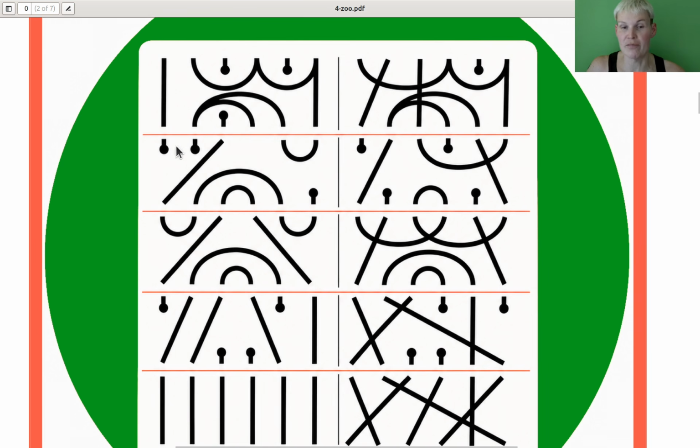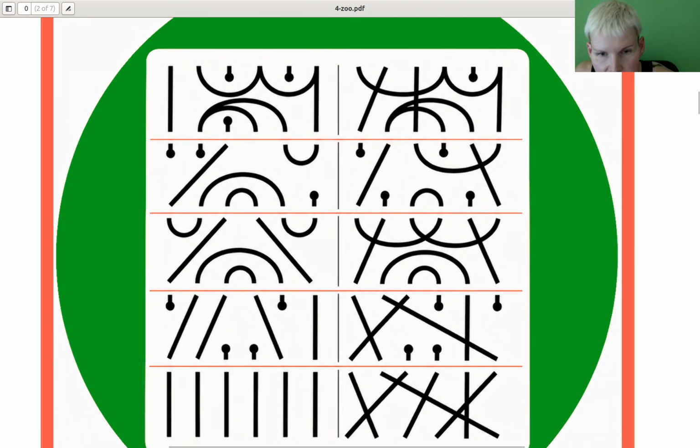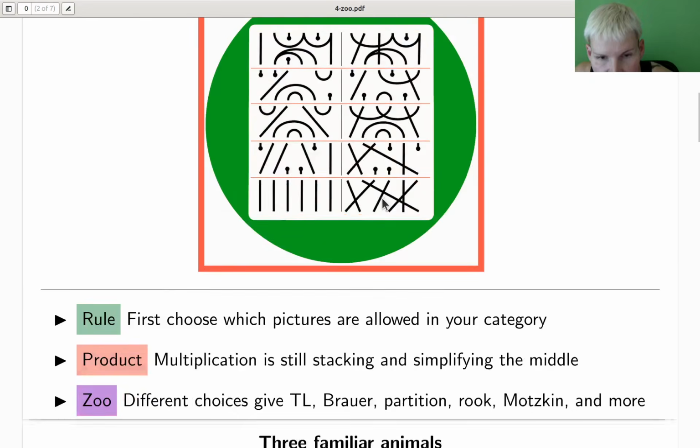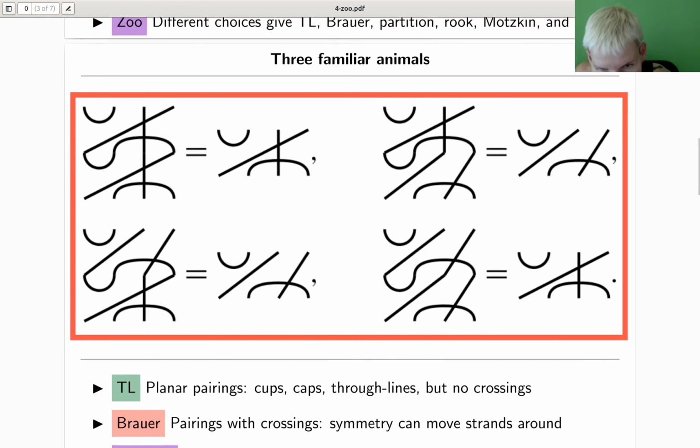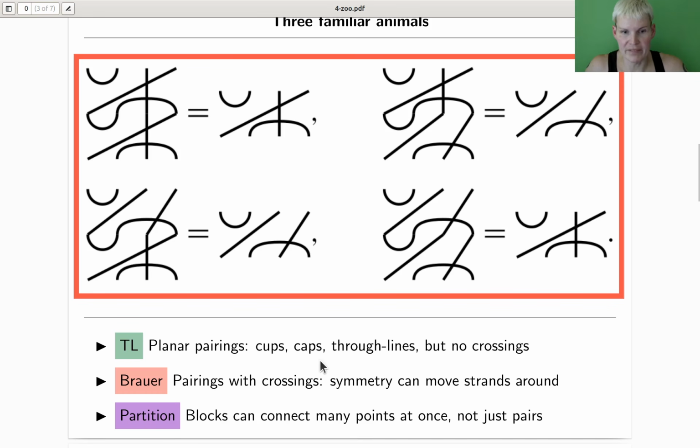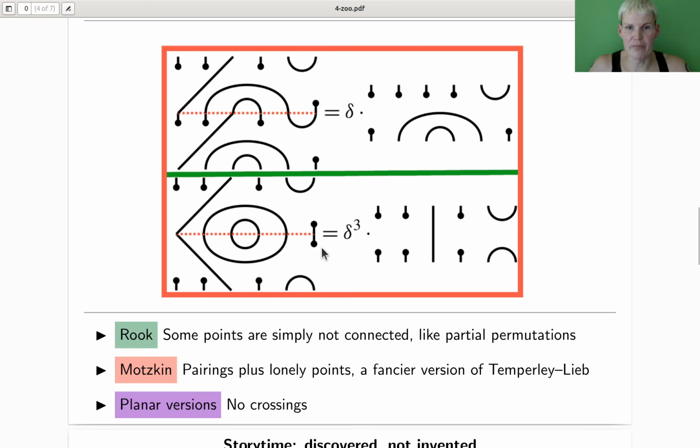This is block size 1 or 2. This is block size 2. Yeah, and so on. So people call that a block. Okay, cool. Block, very simple. Blocks can connect many points at once, not just pairs. So these are the pair guys. And then you have many, many different things.